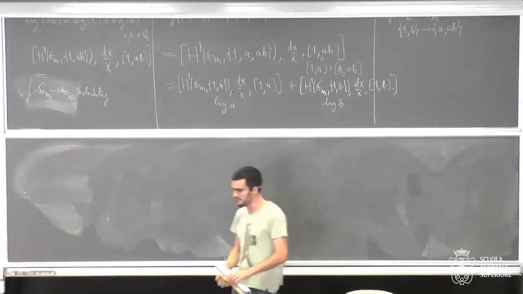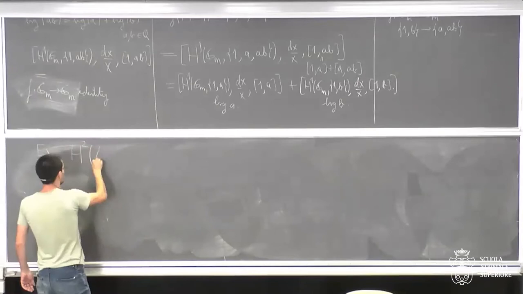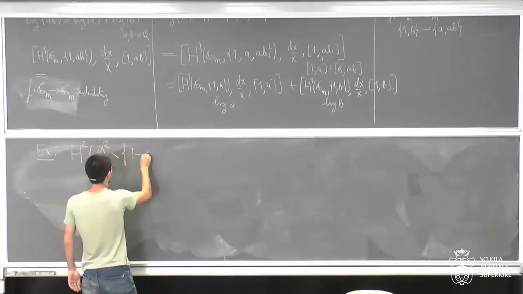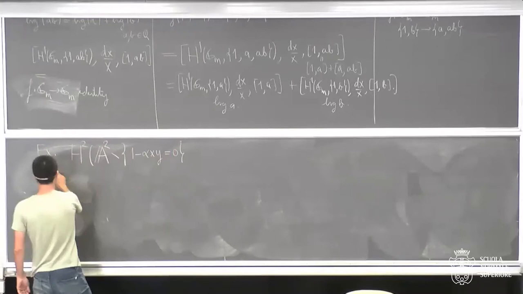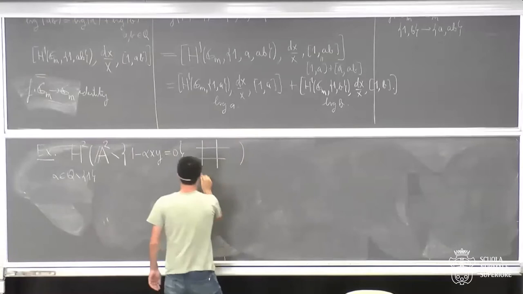I'll give you an exercise. The exercise is to compute H1 of the affine plane minus the curve defined by the equation 1 minus alpha xy equals 0. Here alpha is a rational number which is not equal to 1. And relative to the union of the lines x equals 0, x equals 1, y equals 0, y equals 1.